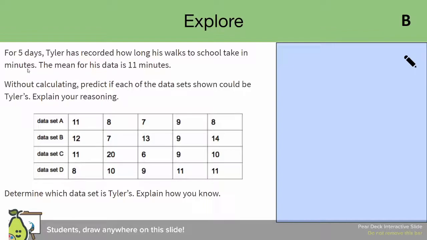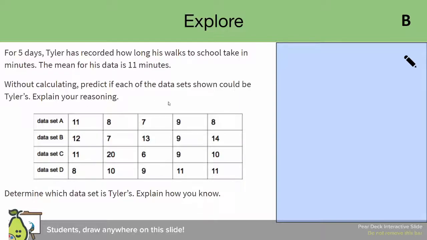Let's take a look and read this together. It reads, for 5 days, Tyler has recorded how long his walks to school take in minutes. The mean for his data is 11 minutes. Without calculating, predict if each of the data sets shown could be Tyler's. Explain your reasoning.